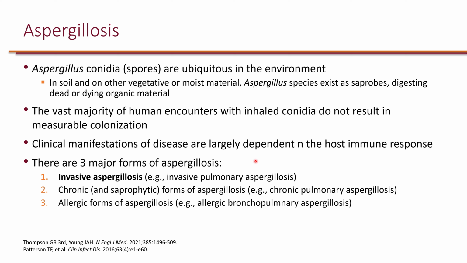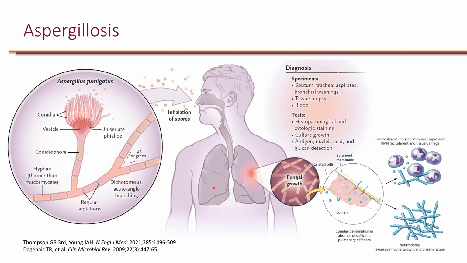Clinical manifestations of disease are largely dependent on host immune response. In general, aspergillosis is broken into three types. So there is invasive aspergillosis, for example, pulmonary aspergillosis. There are chronic forms of aspergillosis, and then there is the allergic form of aspergillosis. We are going to focus on invasive pulmonary aspergillosis in this course.